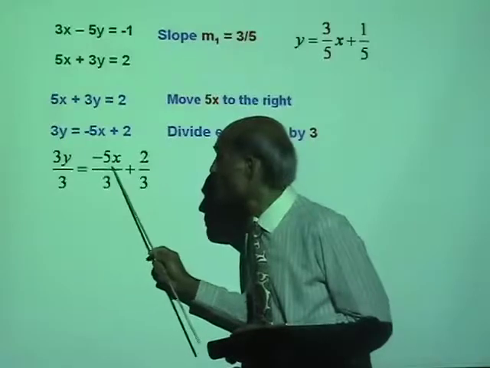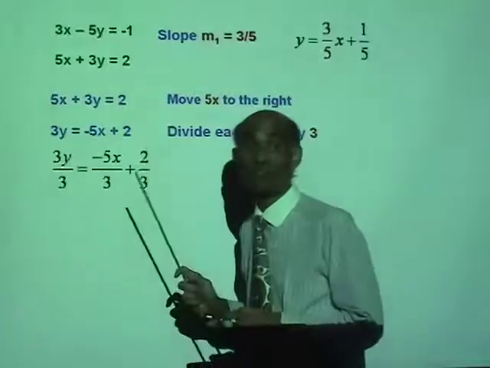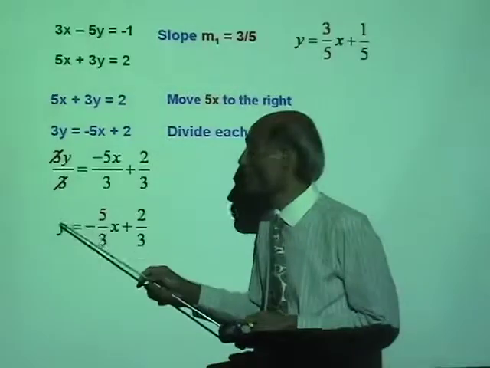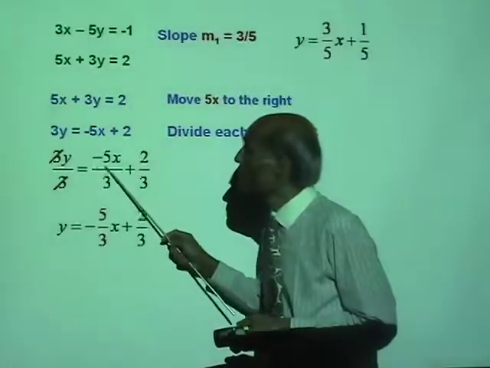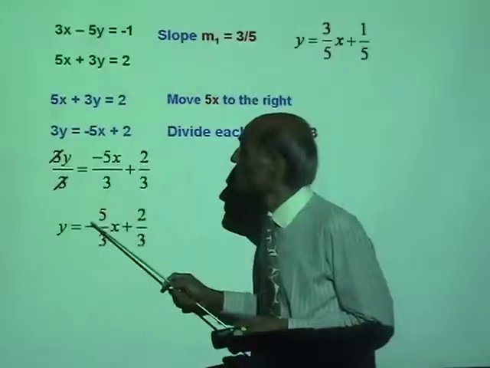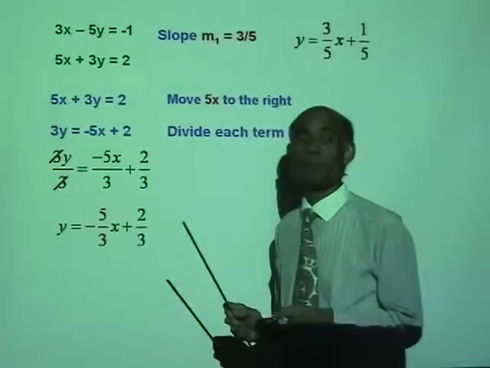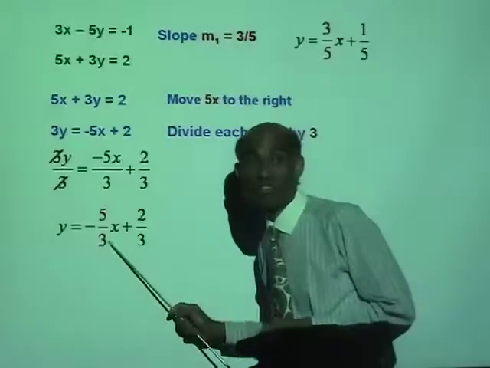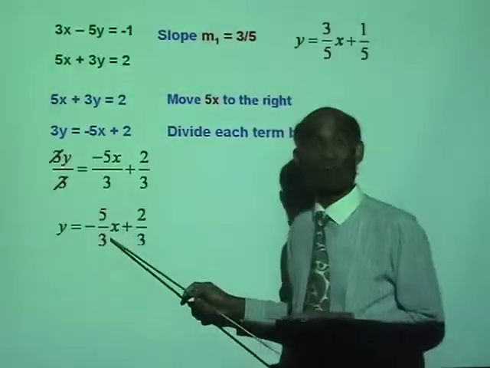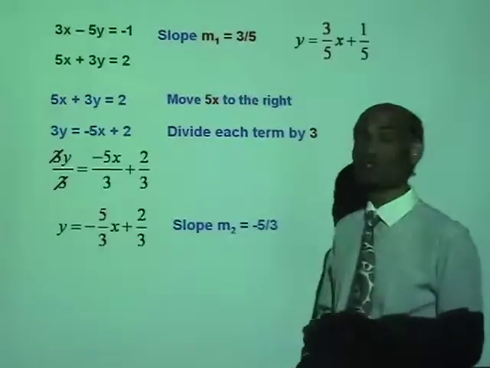Well, negative 5x over 3 will become negative 5 over 3x. And that gives me, after cancelling the 3's, y equal to, this is negative on the numerator, positive on the denominator, gives me negative 5 over 3x plus 2 over 3. Well, what does the negative 5 over 3 represent? That is the slope of the graph of this line. So m2 equal to negative 5 over 3.